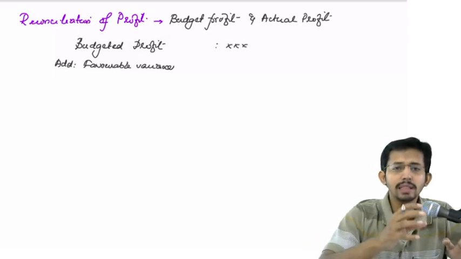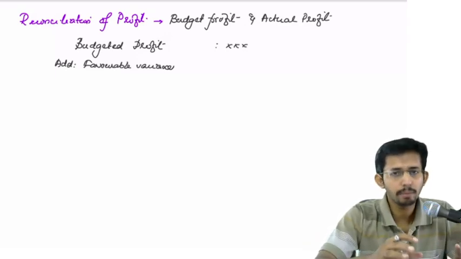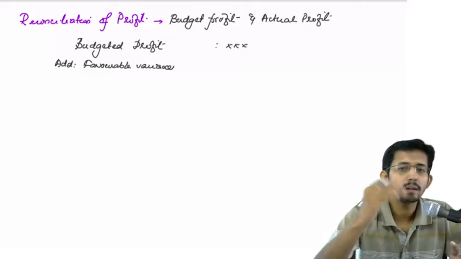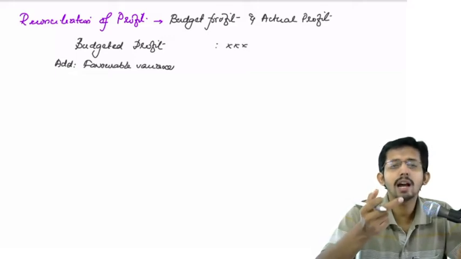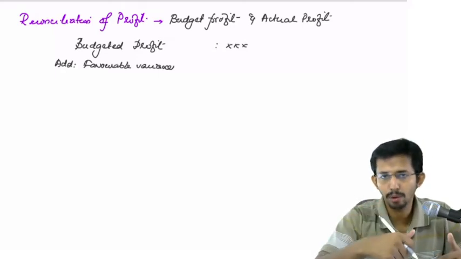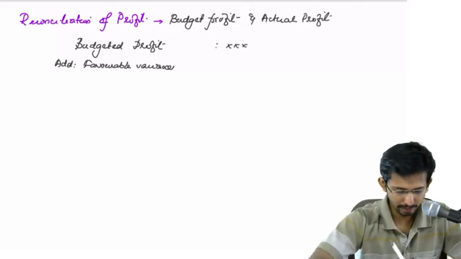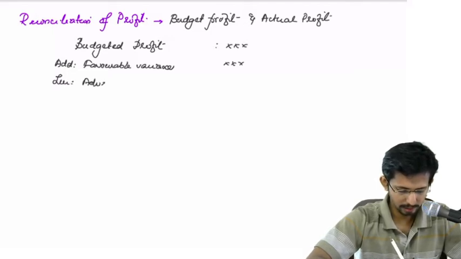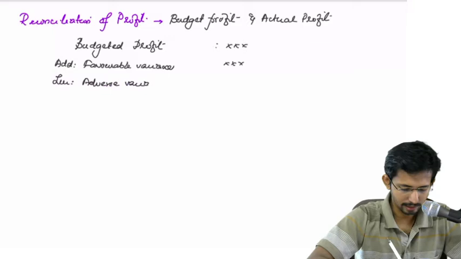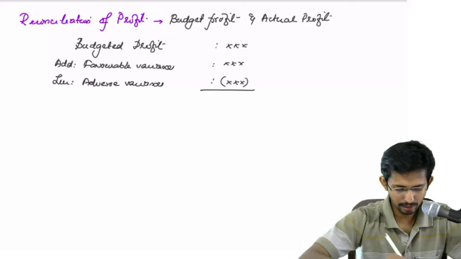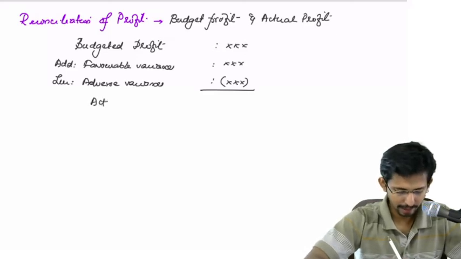For example, if there is an entity which has only favorable variances, the actual profit will be higher than the budgeted profit. On the reverse, if there are adverse variances, those adverse variances have to be reduced from the budgeted profit to arrive at the actual profit. So add favorable variances, then less adverse variances. The net result should be the actual profit.